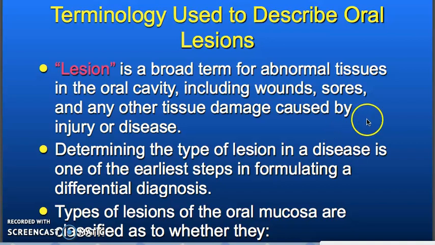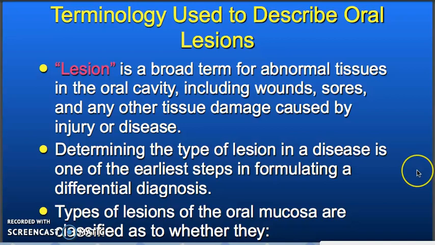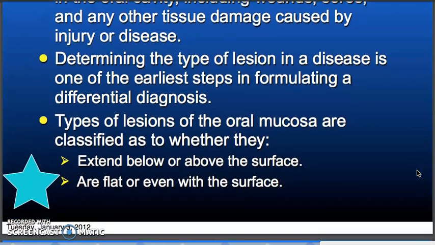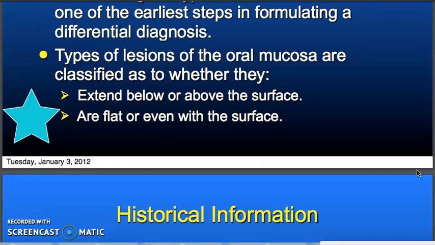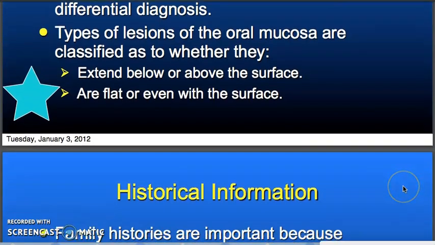So how do they determine the type of lesion in a disease? That's one of the earliest steps in making a diagnosis. So let's look at the types of lesions of the oral mucosa as they are classified. They're either going to be extended below or above the surface. They are flat or even with the surface. And so maybe they may project up above the tissue, or maybe they're flat and go deep into the tissue. So those are two different ways that they will start classifying these lesions.